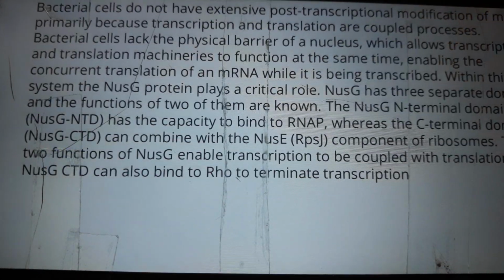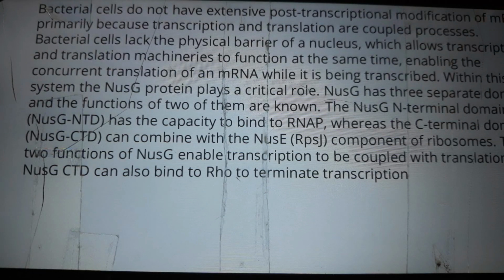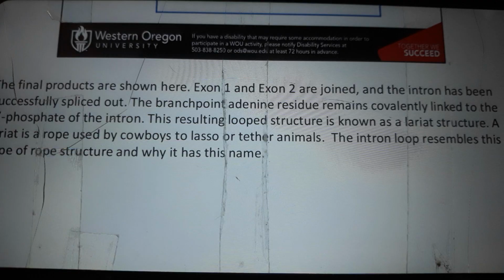Okay, and just a second. Right, the final products are shown here. Exon 1 and exon 2 are joined and the intron has been successfully spliced out. The branch point adenine residue remains covalently linked to the 5' phosphate of the intron. This resulting loop structure is known as the lariat structure.